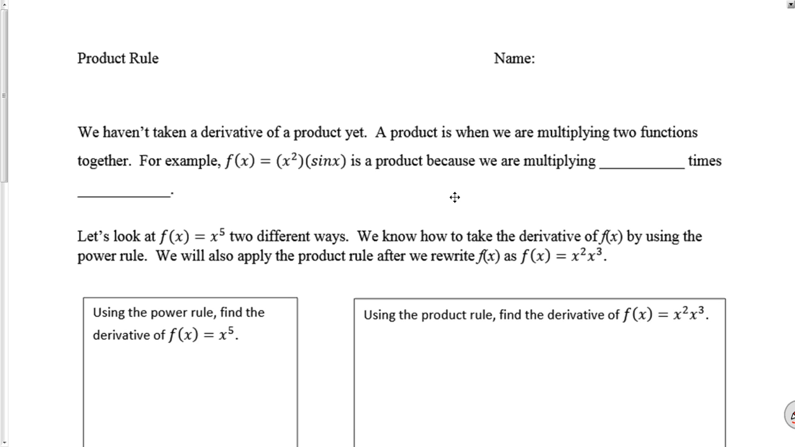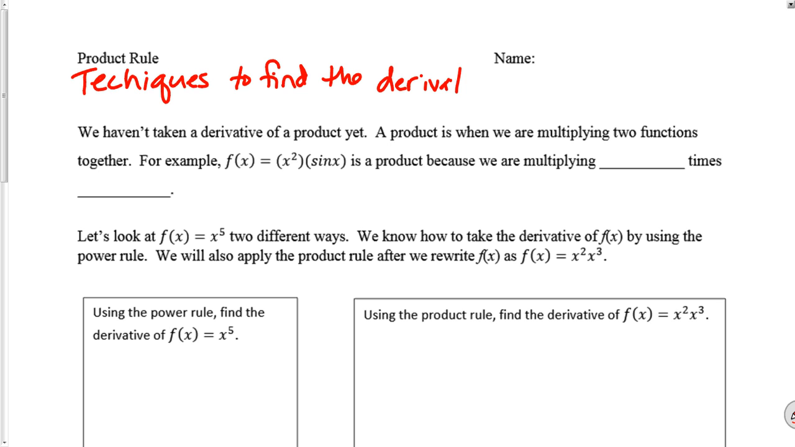Hello, today we are talking about the product rule. And again, we're still working on techniques to find a derivative. So the product rule is one technique that we're going to learn. We've already learned the chain rule, and the product rule is similar.